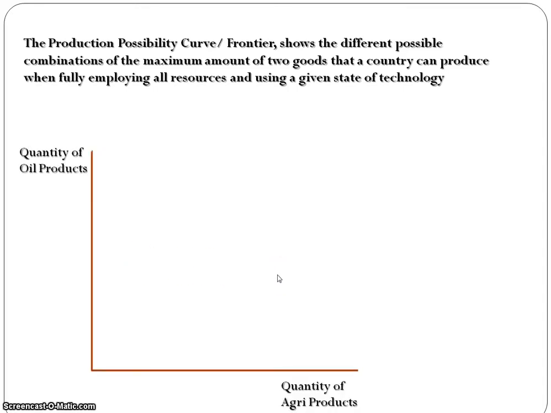In our example here, what we're going to look at is the quantity of oil products being produced by a country and the quantity of agricultural products. So again, what the production possibility curve can show us is the total number of both goods, or the different combinations, that a country could possibly produce of these two goods when they utilize their resources to its fullest extent and with a given state of technology. So here we have this curve, and this is the production possibility curve.